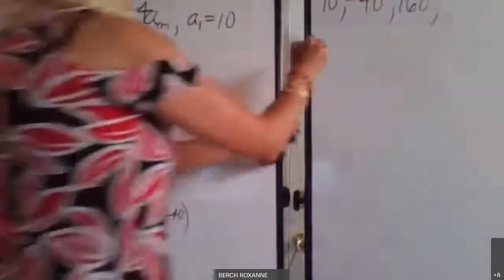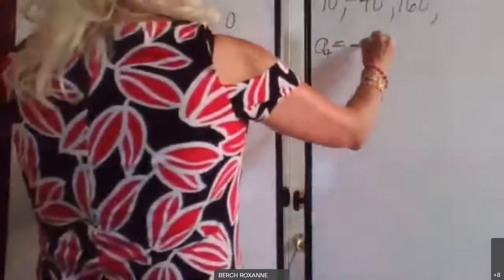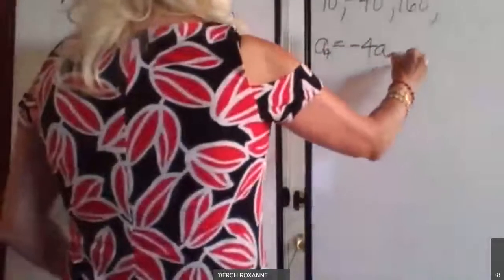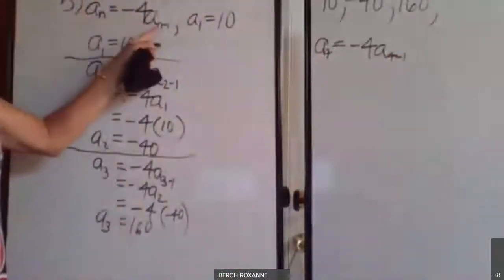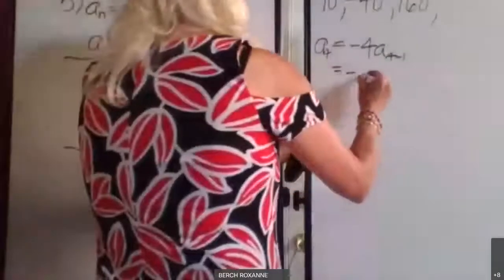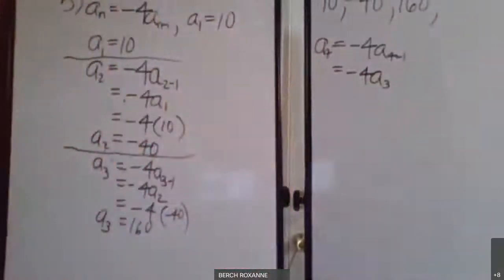So then we go to find a sub 4. Well, wouldn't that be -4 times a sub 4 minus 1? See the n? If it's a 4, that's a 4. If that's a 10, that's a 10. If that's a 9, that's a 9. So this ends up being -4 times a sub 3. Well, what's a sub 3?